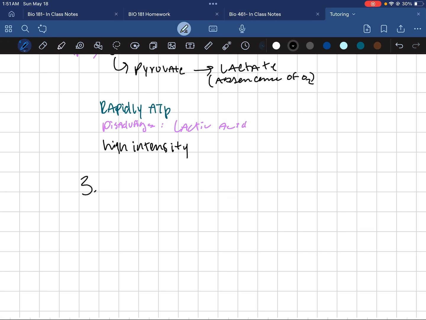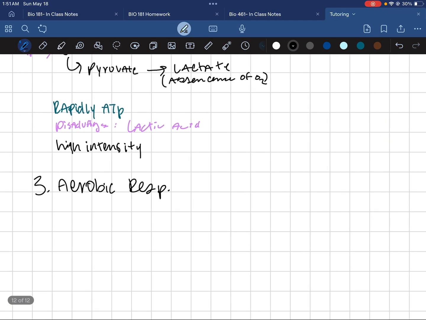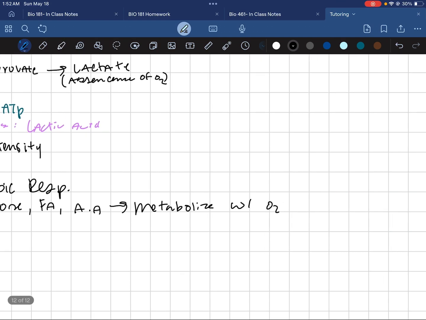And then 3, we could say aerobic respiration. That's when we have glucose, fatty acids, amino acids, and these are all going to be metabolized with oxygen in order to create ATP.